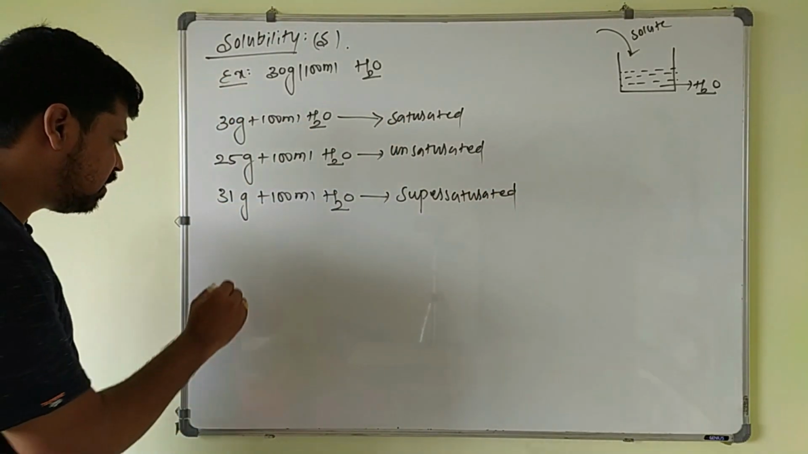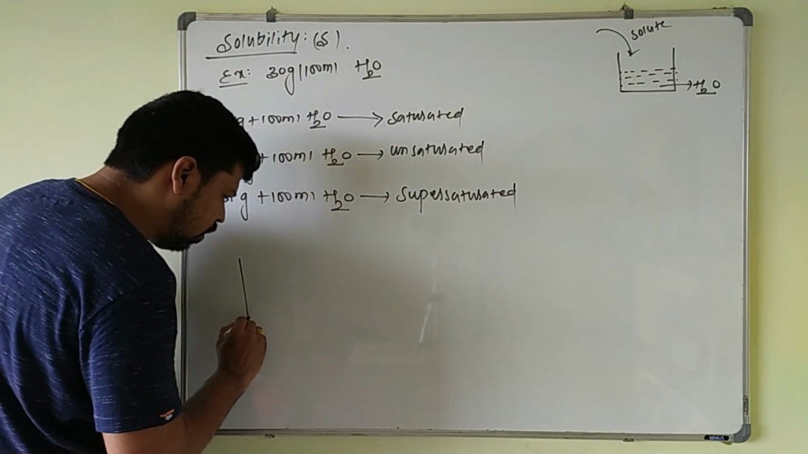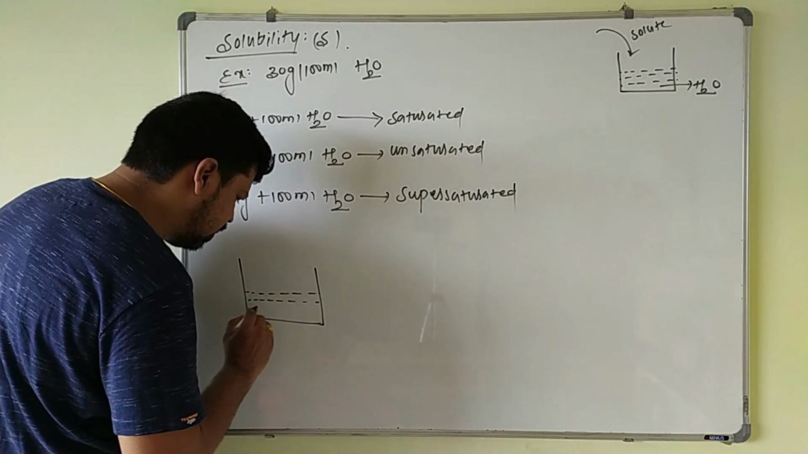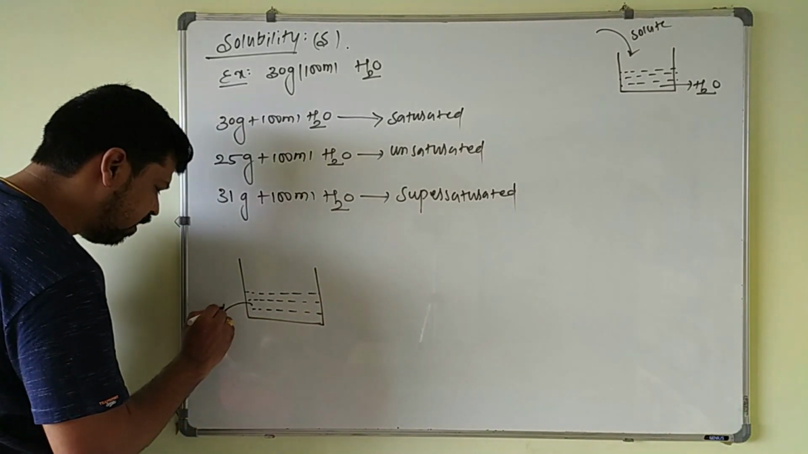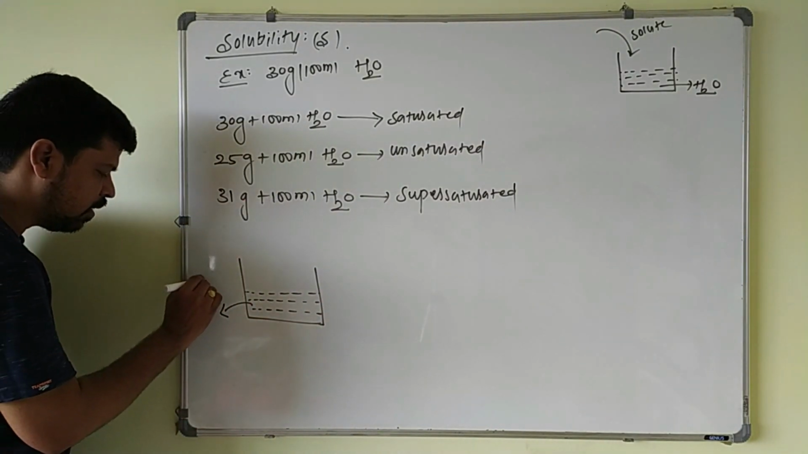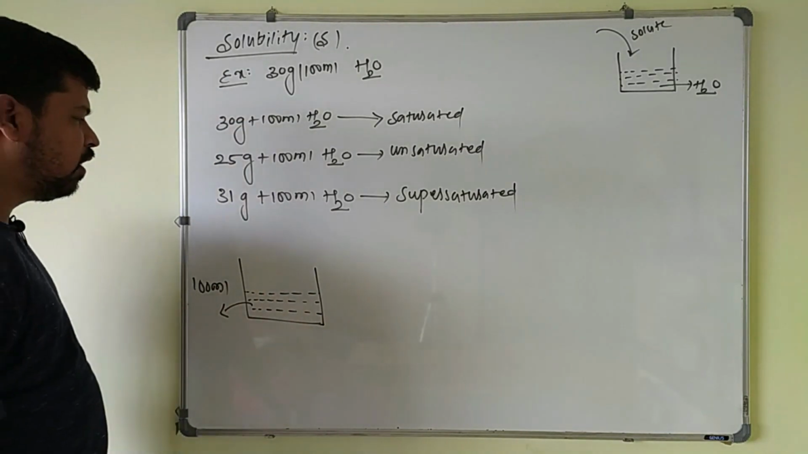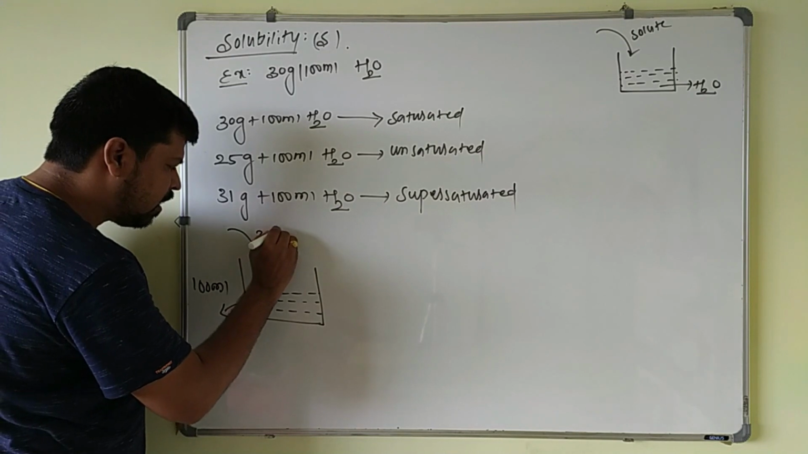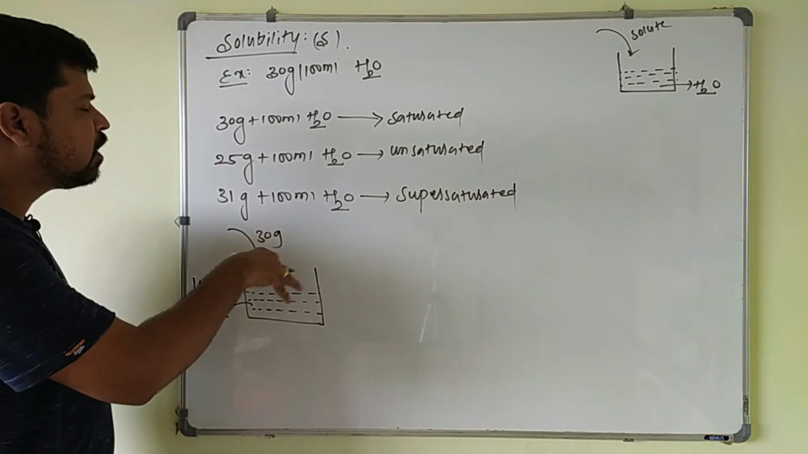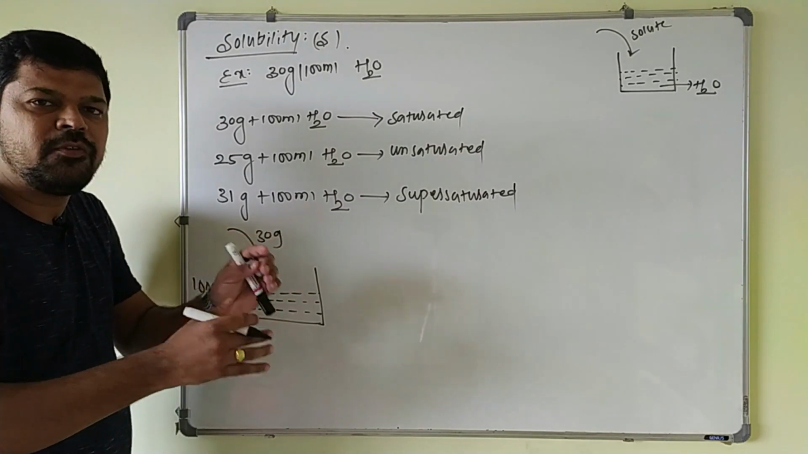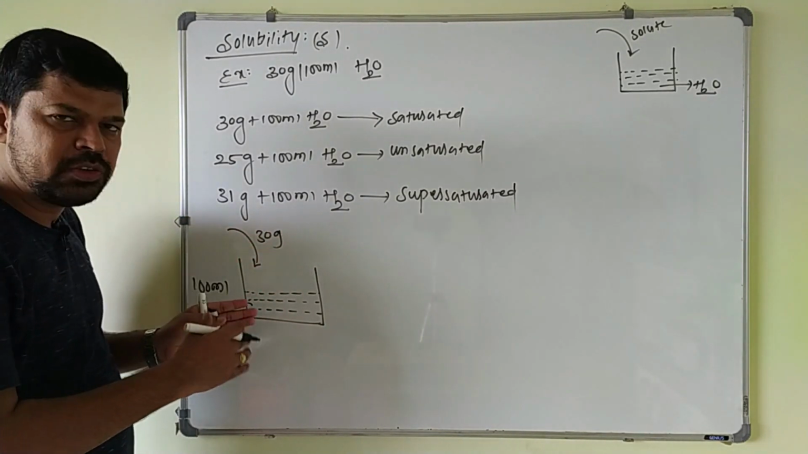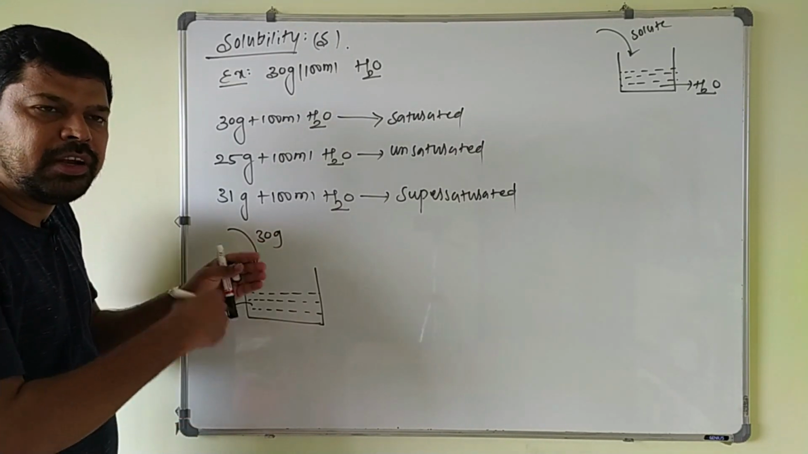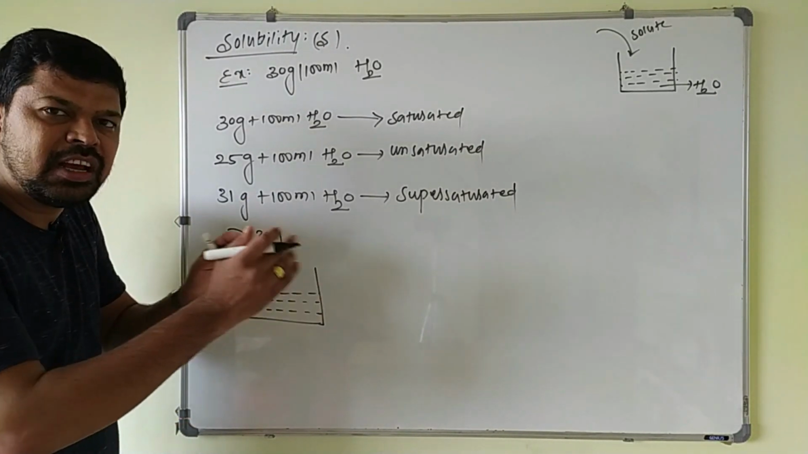Here, suppose I take 100 ml of water. We already know that in 100 ml of water only 30 gram of the solute is soluble. To this I add 30 gram of this solute, so that the entire solute is soluble in the water and forms a single phase solution, because a solution is homogeneous. The entire 30 gram will be dissolved in the water and form a single phase.